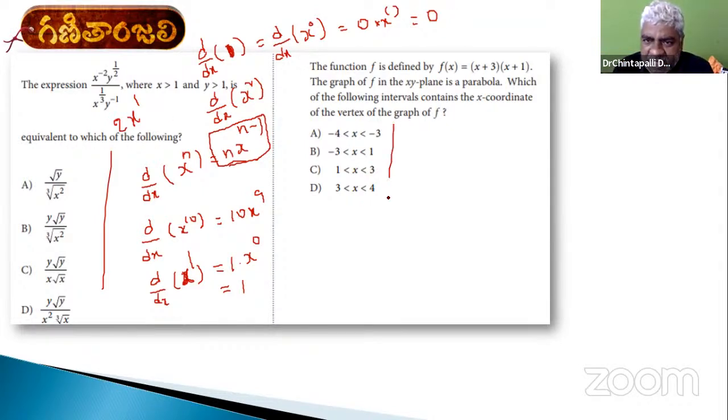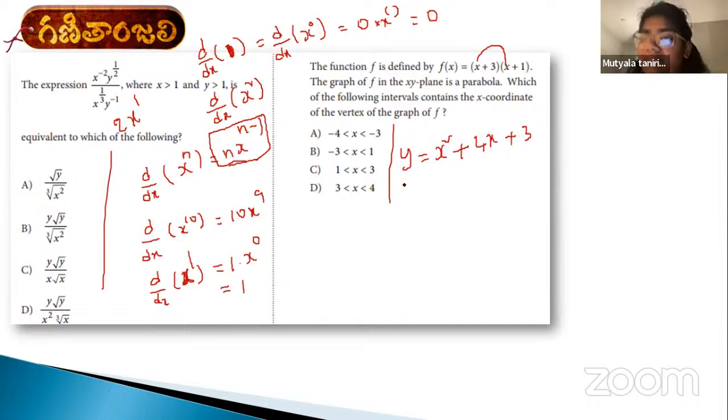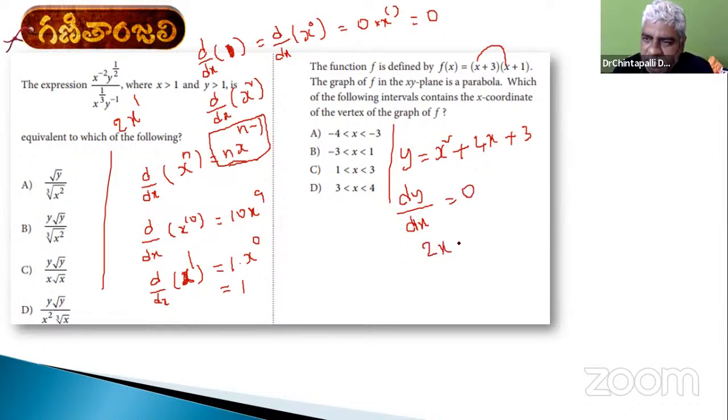The given function is y equal to x times x, which is x square, plus 1x plus 3x, total is 4x, plus 3 ones are 3. Find its derivative. To find the vertex, its derivative must be equal to 0. So what happens then? 2x plus 4.